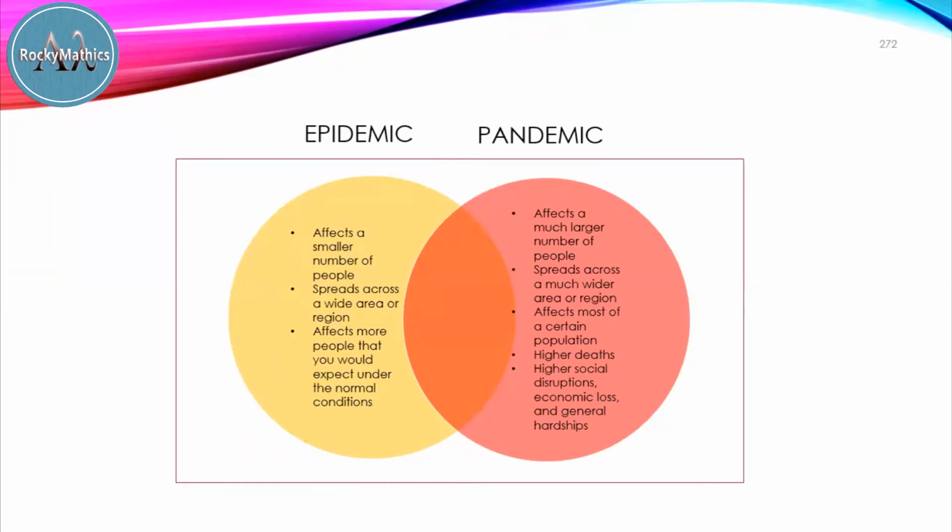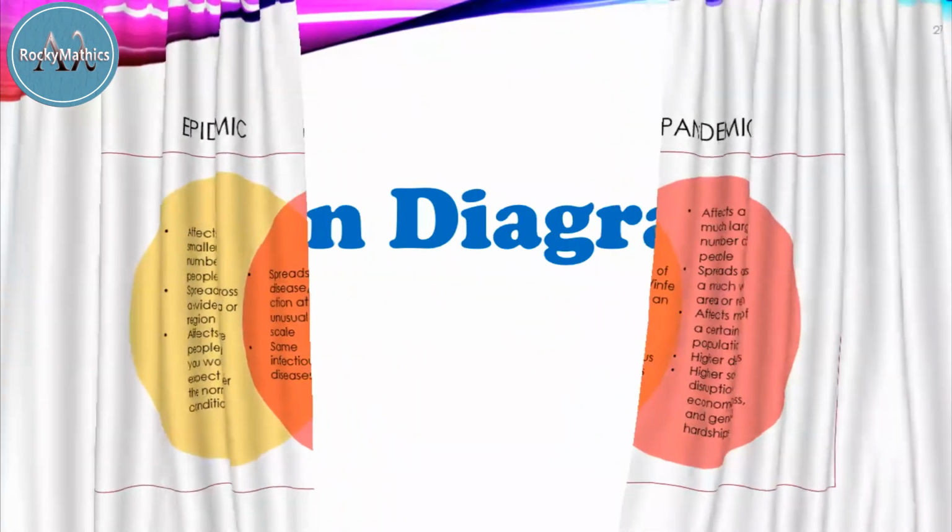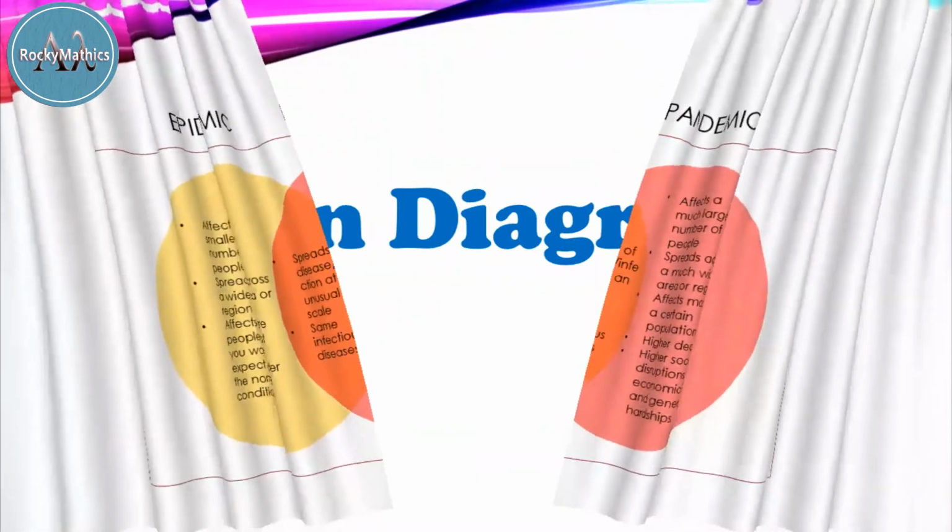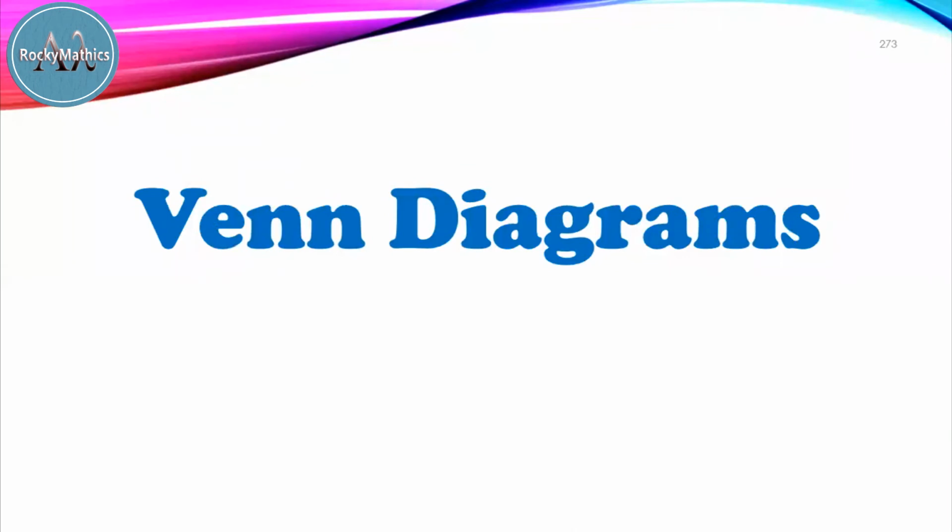However, they also have similarities. So what are the similarities? Spreads of disease or infection at an unusual scale, and they are both infectious diseases. So this is how we describe epidemic and pandemic. But by the way, our topic for today is not about epidemic or pandemic, but it is all about Venn diagrams. Okay? Now, what are Venn diagrams in mathematics?